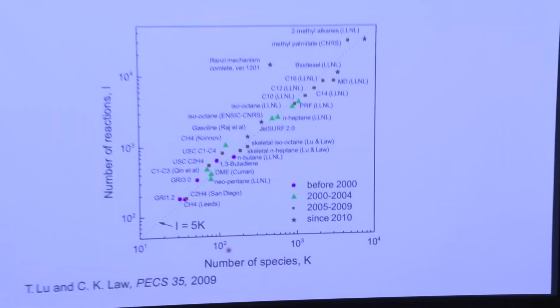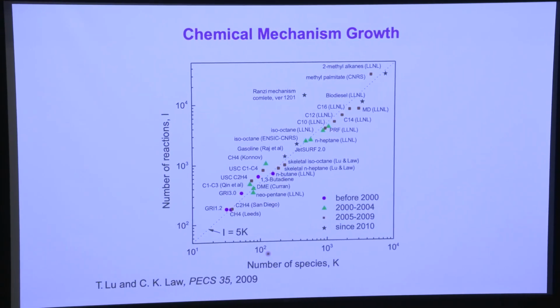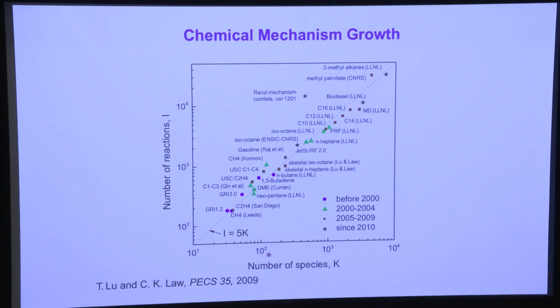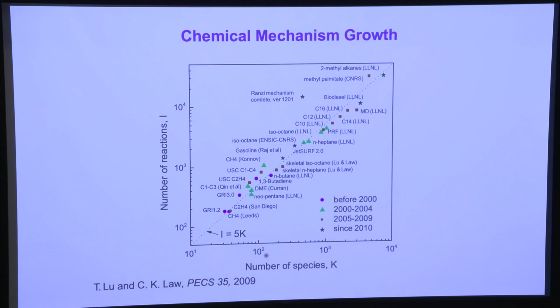This is a chart that I have shown many times. It's developed by Tin-Fung Liu and Professor Law here. It gives you a sobering picture of how large chemical mechanisms can be. So plotted here on the abscissa is the number of species K, and on the ordinate, on a log-log scale by the way, is the number of elementary reaction steps. So hydrogen is down here at the origin.